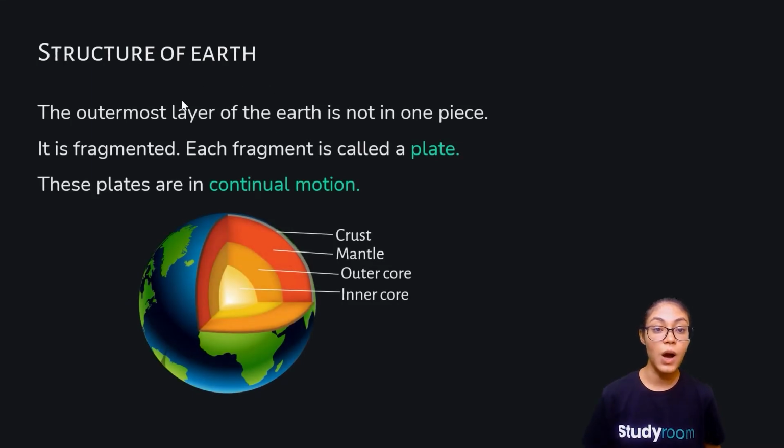Now let's see what the structure of the earth is. Firstly, the uppermost layer of the earth is not in one piece. It is fragmented, that is, it is divided. Each fragment is called a plate. These plates are always in continual motion. So as you can see, if this is the earth, the uppermost layer is the crust. Then comes the mantle, then the outer core, and then finally the inner core, right?